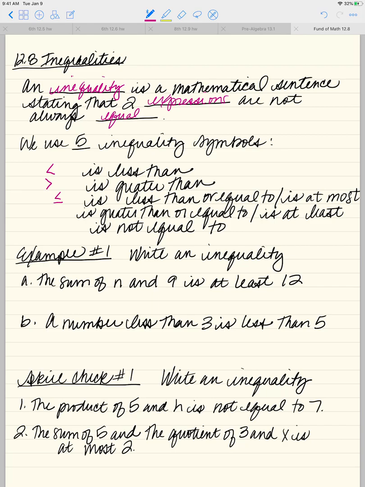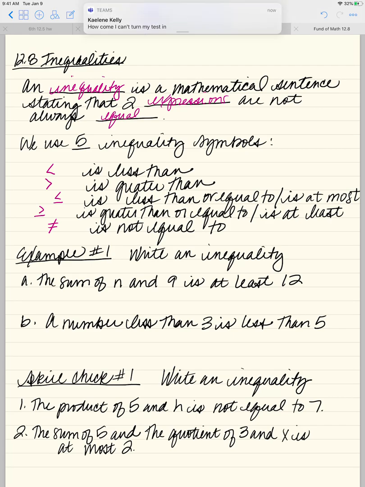Then we have is greater than or equal to, which also can mean is at least. So it might be this or might be even bigger. Is greater than or equal to or is at least this amount. And there's our symbol for that one. And then our last one is not equal to, just an equal sign with a slash through it. Okay? So we are going to be doing some translating word phrases into inequalities, into these mathematical sentences.